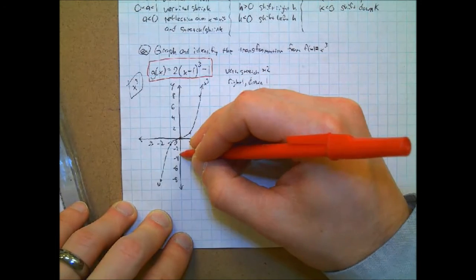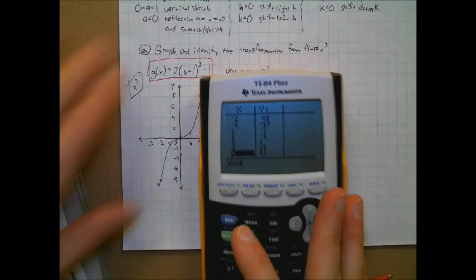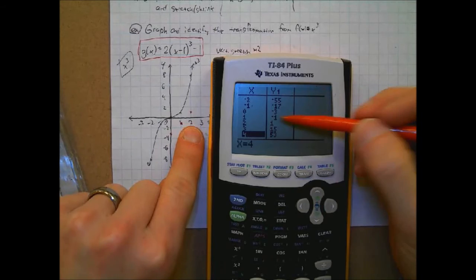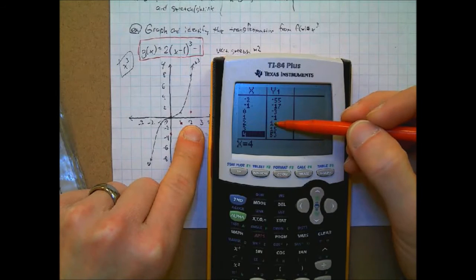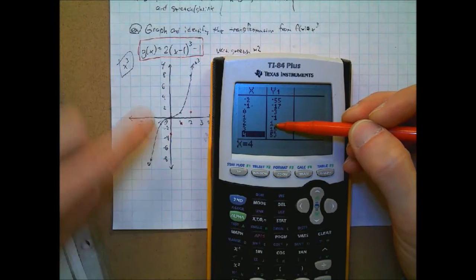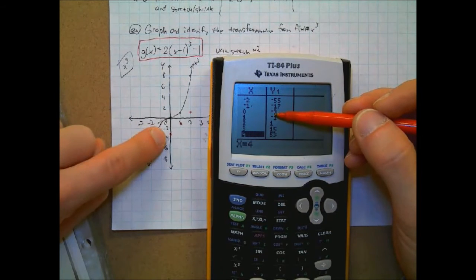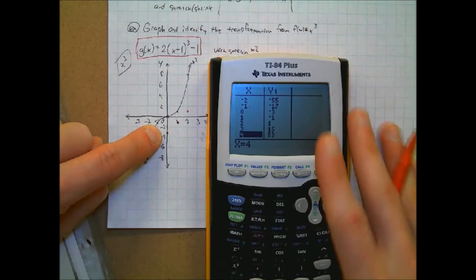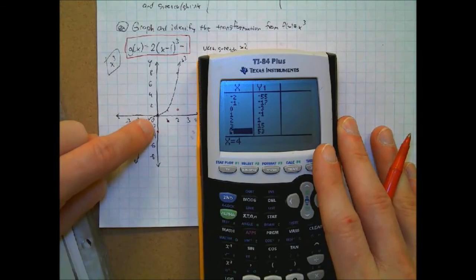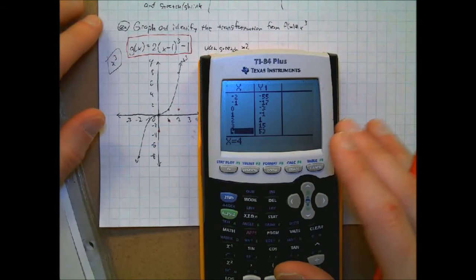Okay? And if you don't believe me, you can look here at the table and you can see that at 2, we get a y value of 1, which is where that point is, right? And then at 0, we get a y value of -3, and there's -3 between the -2 and -4 there, okay? So the calculator figures it out. I mean, it proves that we're right there, okay?